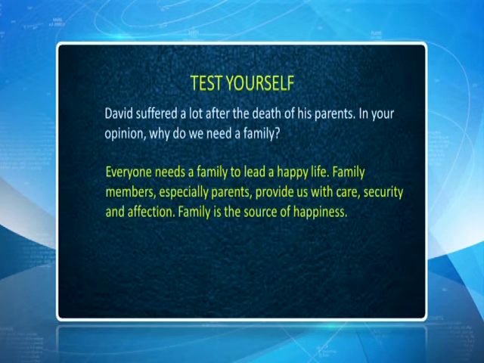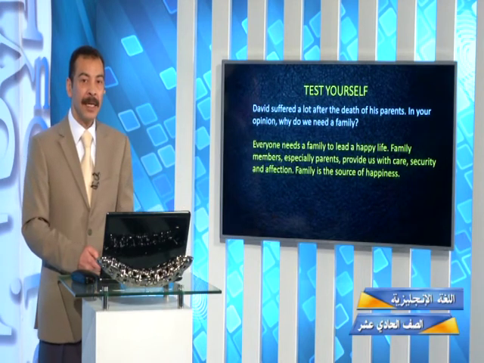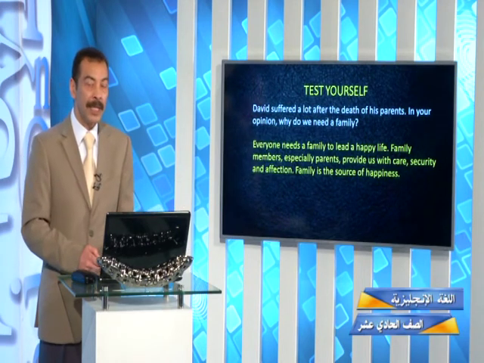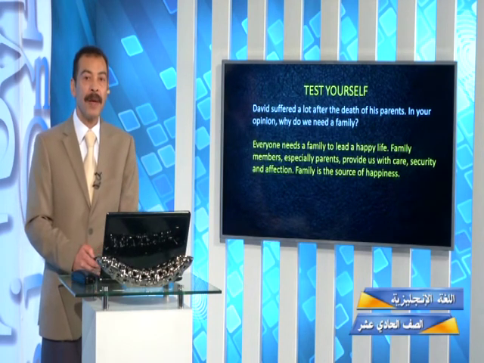Family members, especially parents, provide us with care, security, and affection. These things are essential for our well-being. If you want to be a healthy person, you need to have enough care, security, and affection. And last, family is the source of happiness. Of course, this is just a simple answer. You can come up with better ones. All you need is to think of the importance of your family in your life.